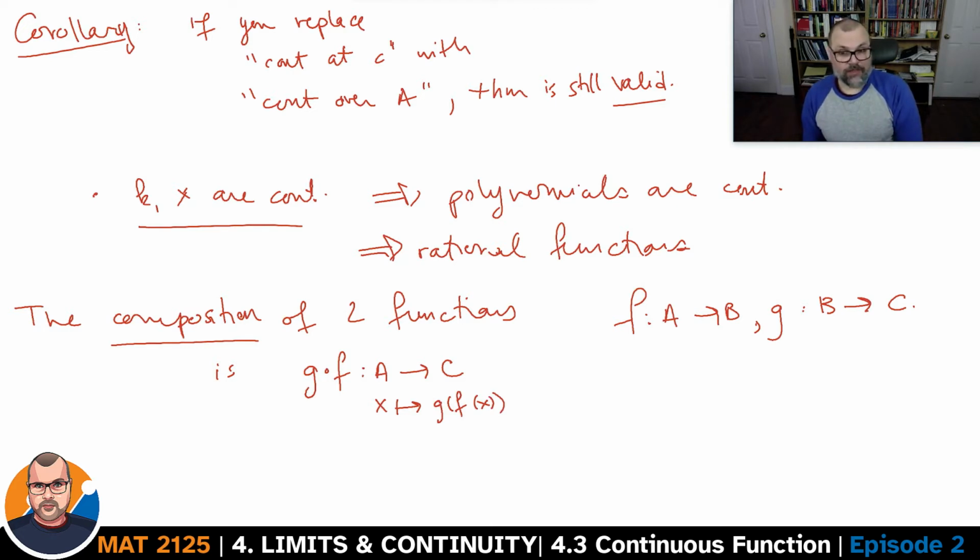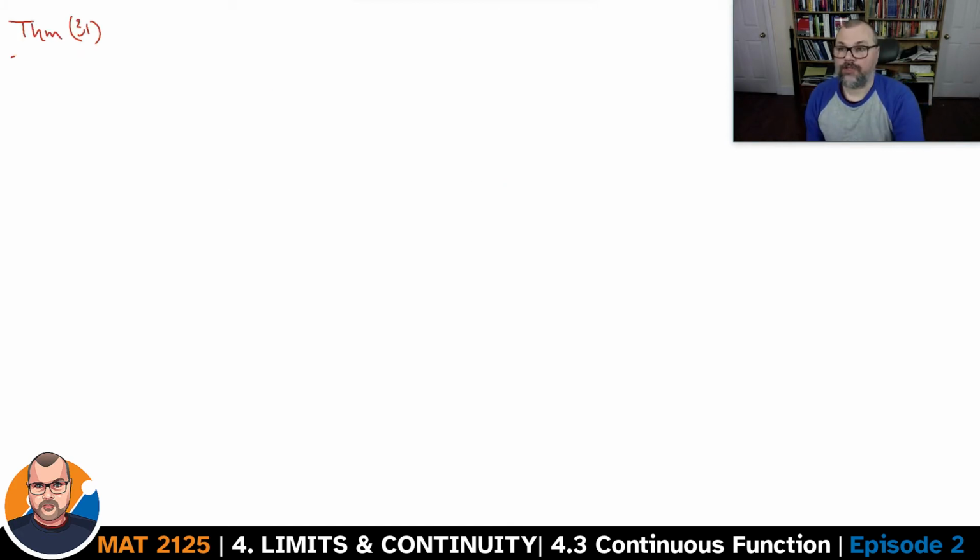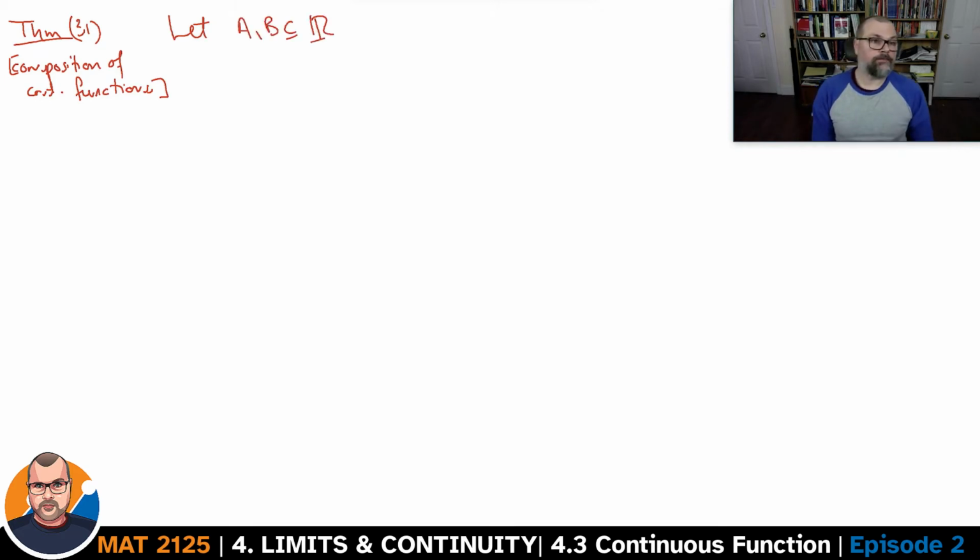This is well defined because x is in A, f takes something in A and outputs something in B, so f at x is in B, and g of something in B is in C. So yeah, okay, this makes sense. Theorem 31, composition of continuous functions. Assume that A and B are subsets of R. f is a function from A to R. g is a function from B to R.